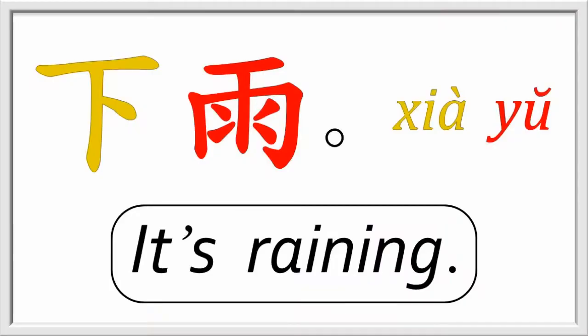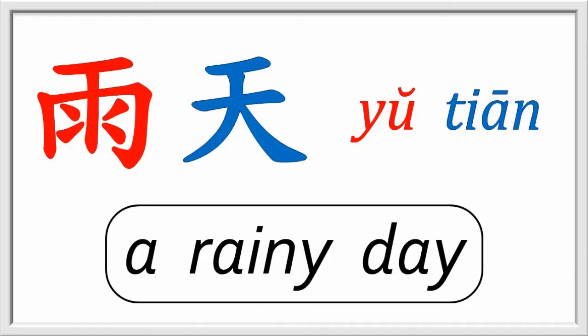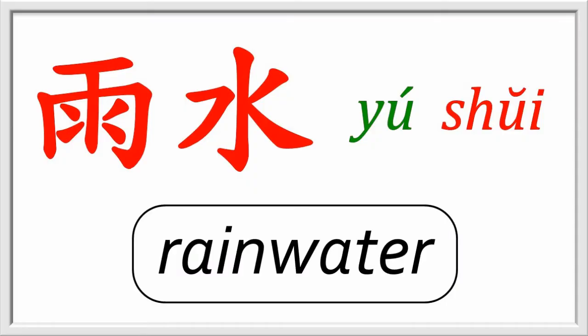Pronounced third tone, yǔ. Fairly straightforward examples would be the way to say, it's raining, 下雨, literally, it falls rain. If you just notice that it started to rain and that may affect your plans, you might want to add the unstressed particle 了 to indicate a change in the situation. 下雨了. A rainy day would be 雨天 or 下雨天, and rainwater would logically translate as 雨水.